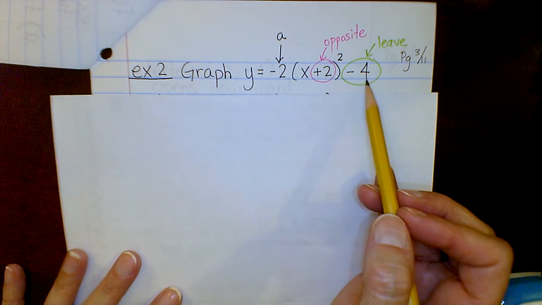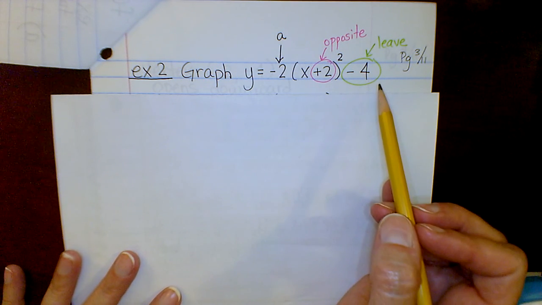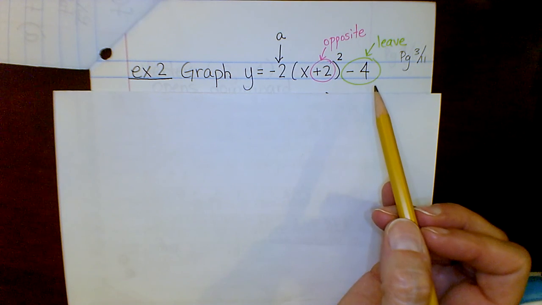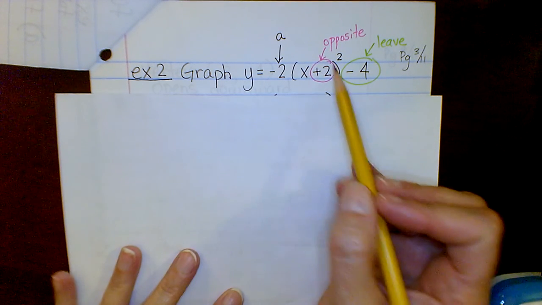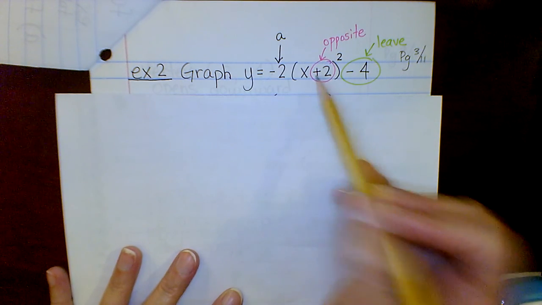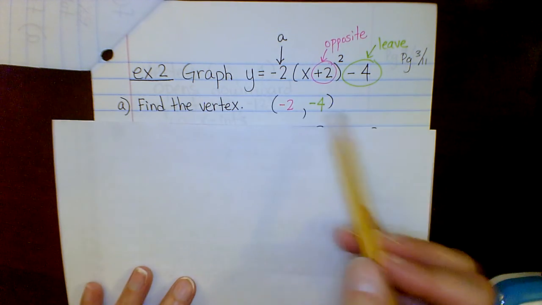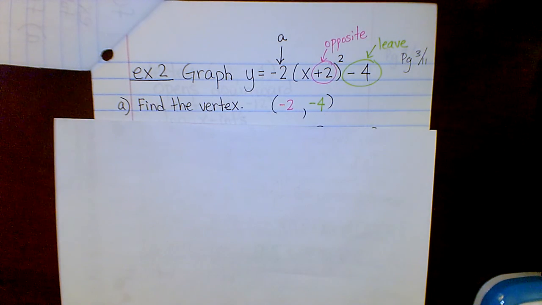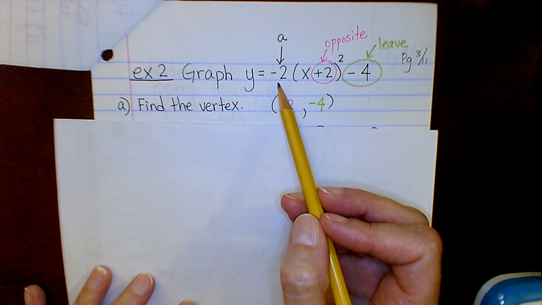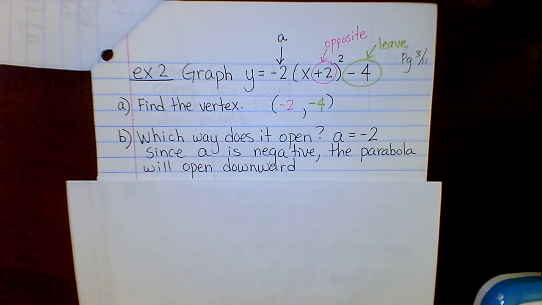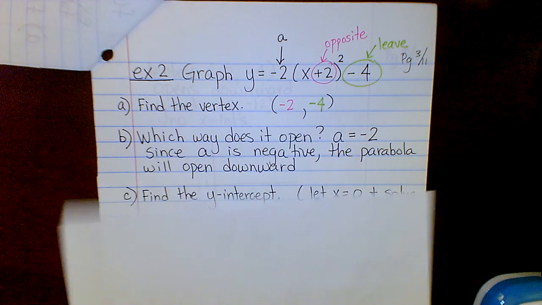So looking at this, we can see immediately what the vertex is going to be and which way it's going to open. The vertex, remember, inside, we're going to go with the opposite. On the outside, we're going to leave it. So it's going to be negative 2, negative 4 for my vertex. This a right here tells me which way it opens. It's negative, so it opens downward. That means the ends of my parabola are going to point downward.